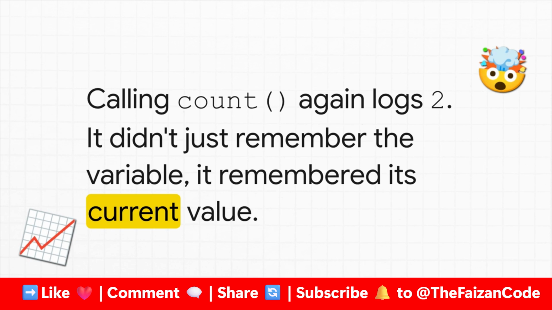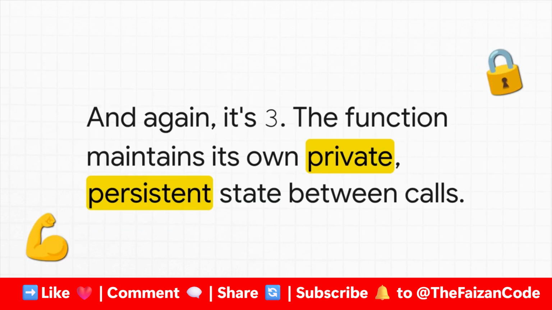Now this is where your mind should be blown. It didn't start over at 1. It didn't reset. The function didn't just remember that counter was a thing. It remembered its last value and updated it. It's got a persistent state. And let's do it one more time just to be sure. We get 3. This just perfectly shows what's happening. Our count function has its own private little memory, its own state, that sticks around between calls. That is the power of closures.